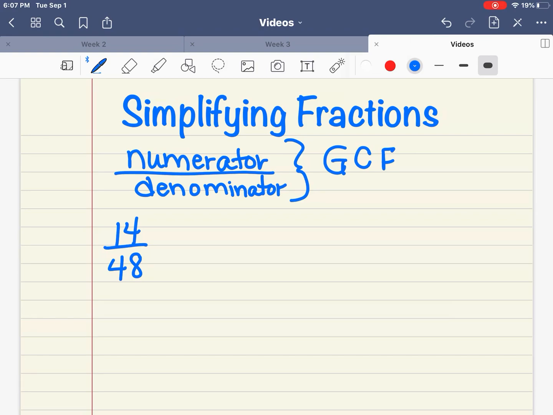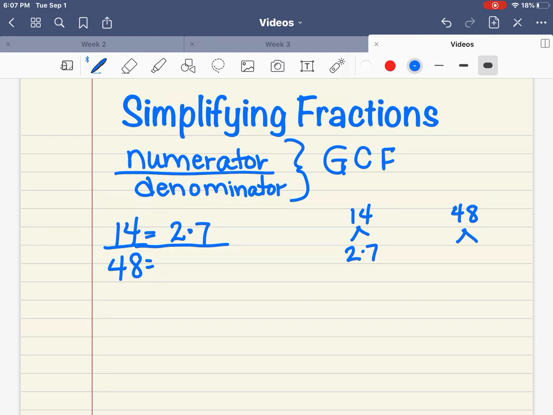I know that 2 and 7 are the only numbers that go into 14, but I'm going to make a factor tree for both of them to help me compare them. And I'm going to write out their factors right next to them and see what they have in common. So starting with a factor tree for 14 and one for 48, I know that 2 times 7 equals 14. The only other factors of 14 are 1 and 14, so I just leave it as 2 times 7.